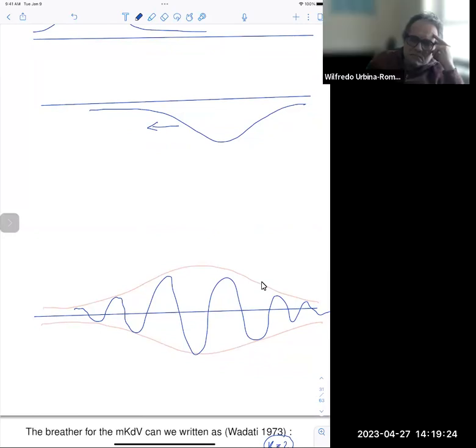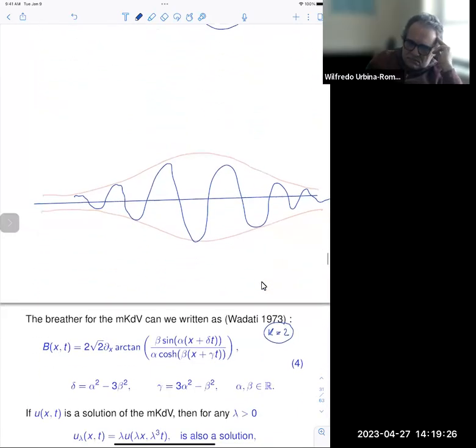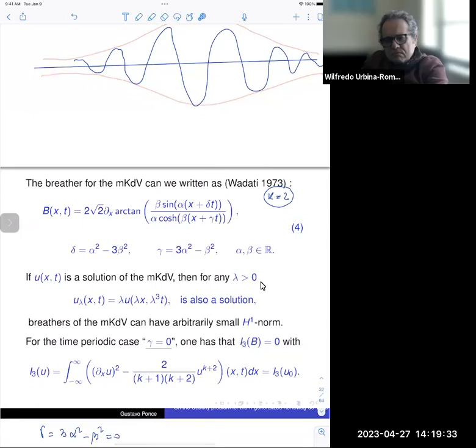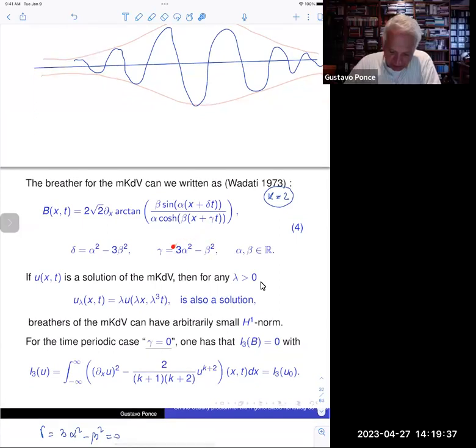And also you have two parameters, not one, because of the velocity. Then you can change the velocity, this parameter, to be positive or to be negative. Then this breather can be periodic, or travel to the left, or travel to the right. Politically very convenient, right?